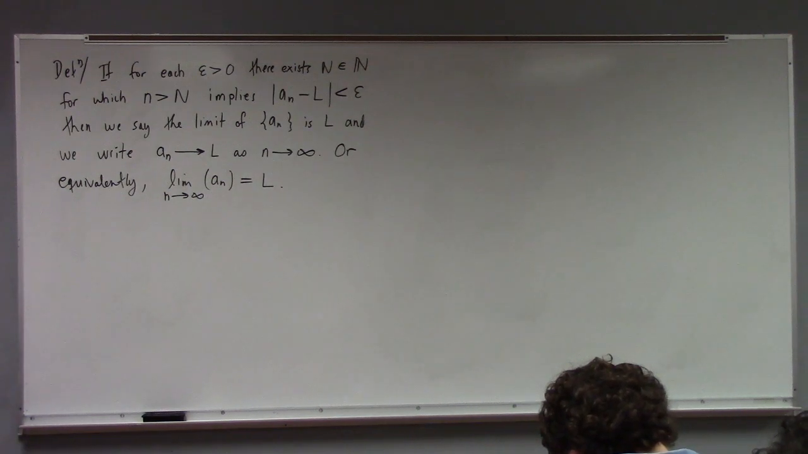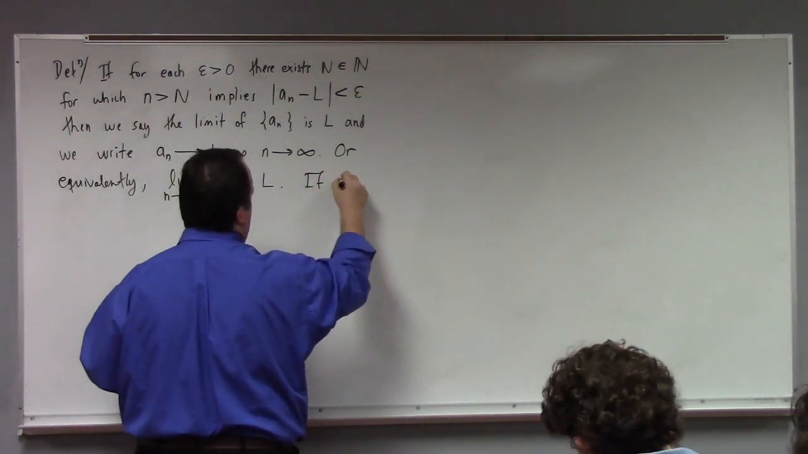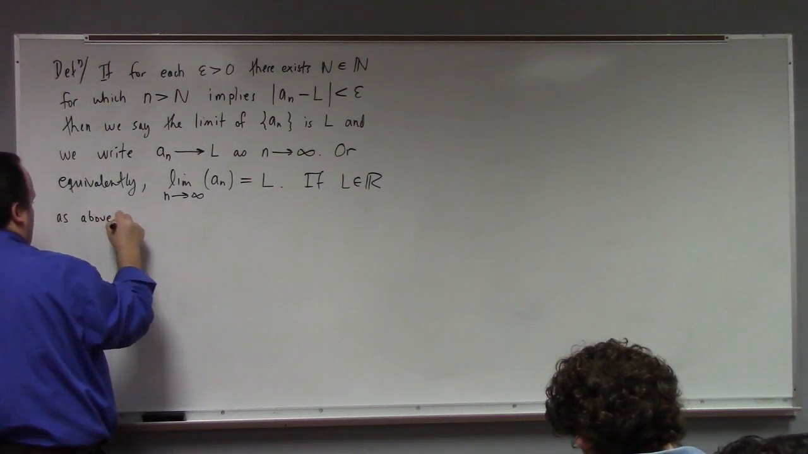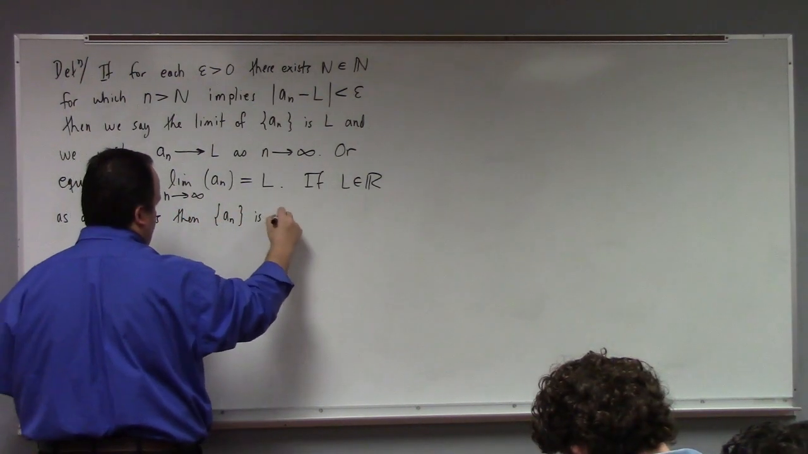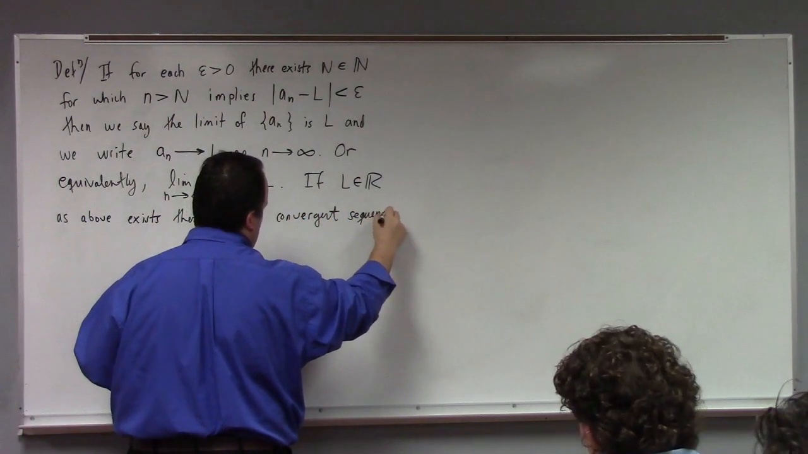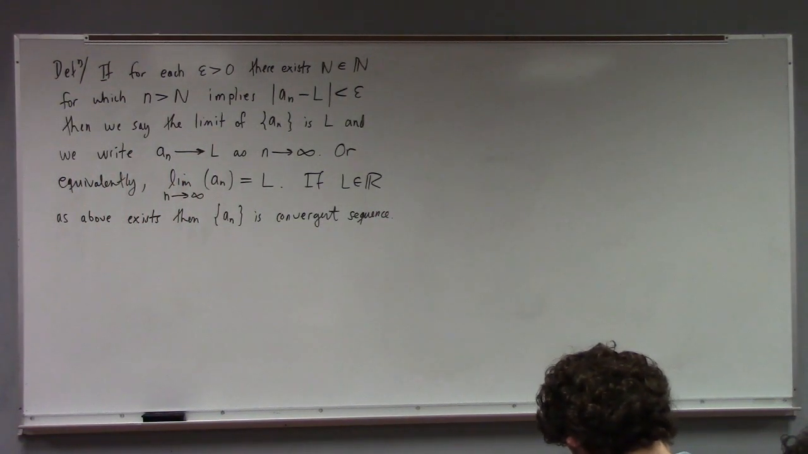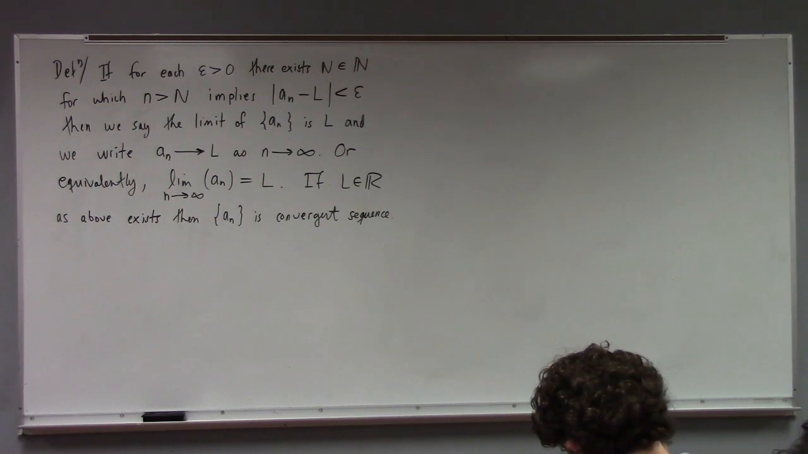All right. Such a sequence is known as a convergent sequence, right? If L in R as above exists, then a sub n is a convergent sequence. Otherwise, the sequence is said to be what? Divergent. Right. So, yeah? What does big N mean? n is greater than N.